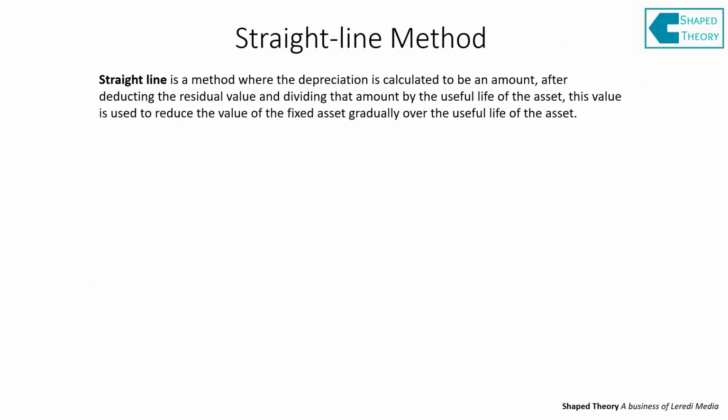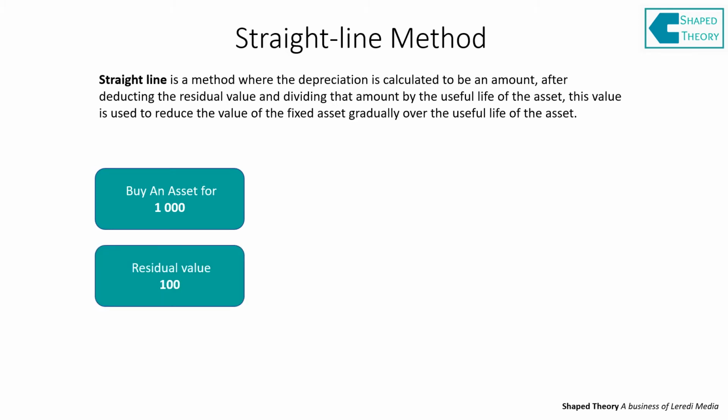Let's look at the straight line method. In this slide, we are going to look at an example of how the depreciation is calculated on the straight line method. So let's say company A buys an asset for 1,000. The residual value of this asset is 100. Some refer to the residual value as a salvage value or any other term that you can come across in the industries. And the useful life of this asset is 5 years.